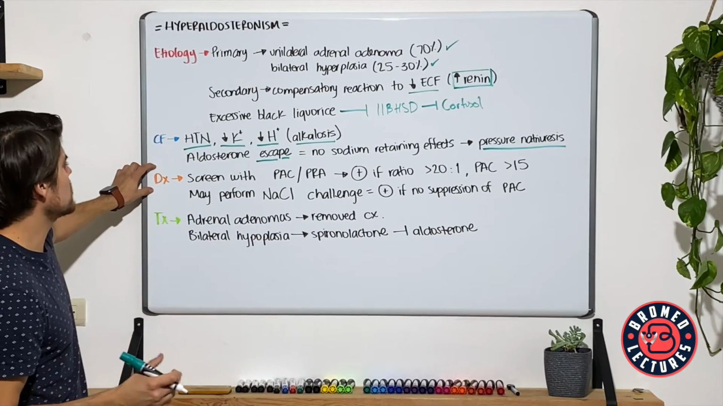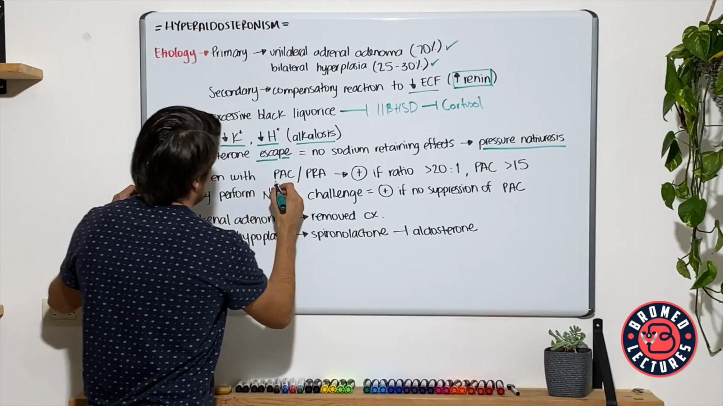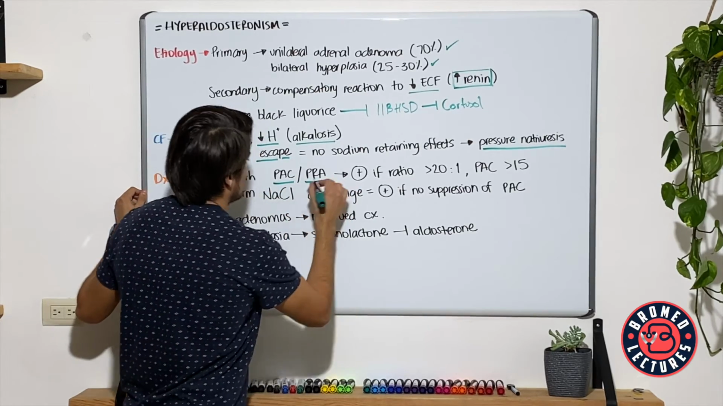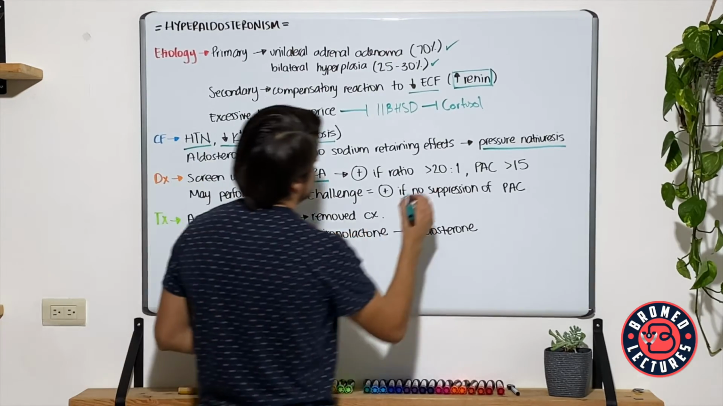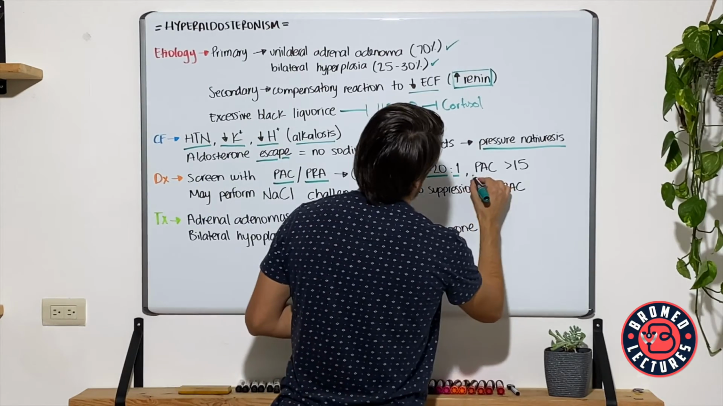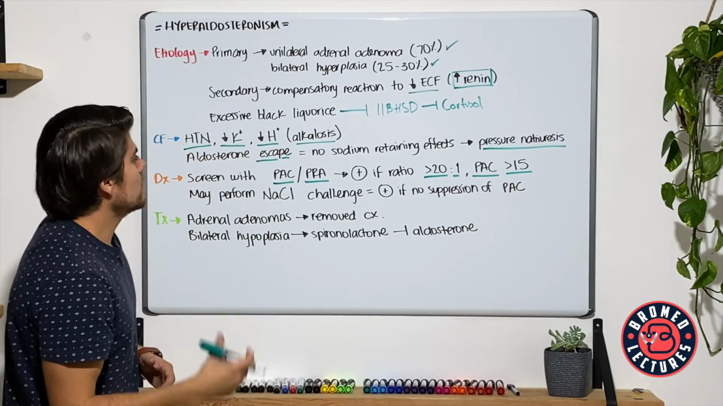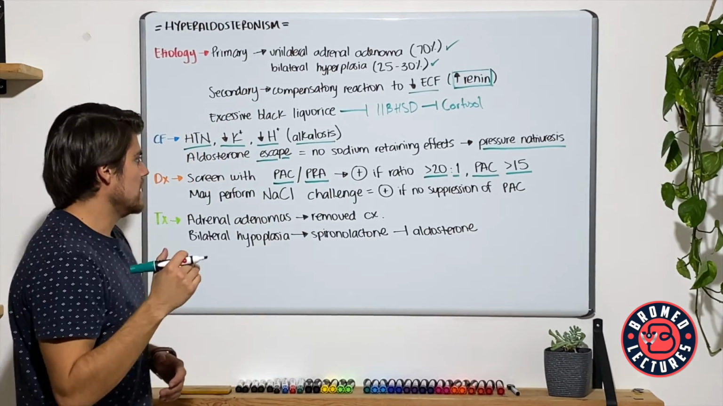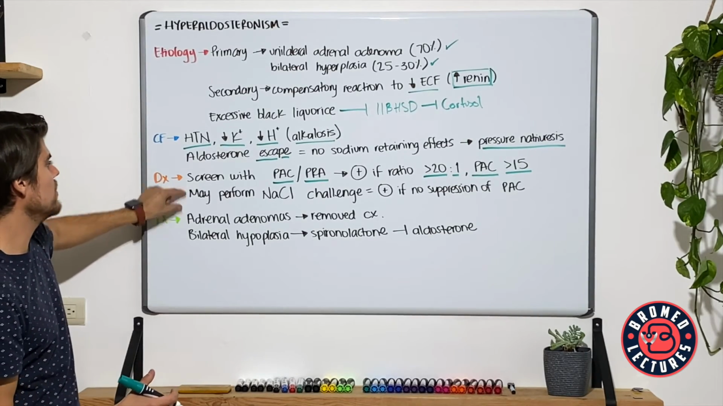Now, the diagnosis, what you should do is to perform plasmatic aldosterone concentration to plasmatic renin activity. And it is positive if the ratio is more than 20:1. And of course, if your plasmatic aldosterone concentration is higher than 15, then you have your diagnosis, you have increased aldosterone with suppressed renin.